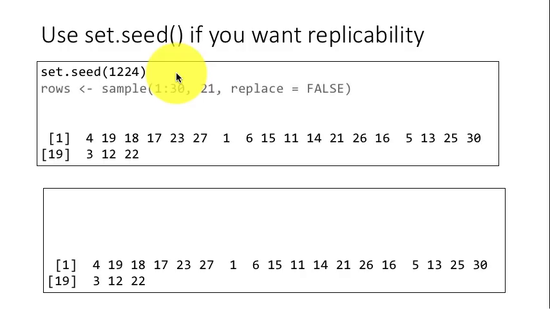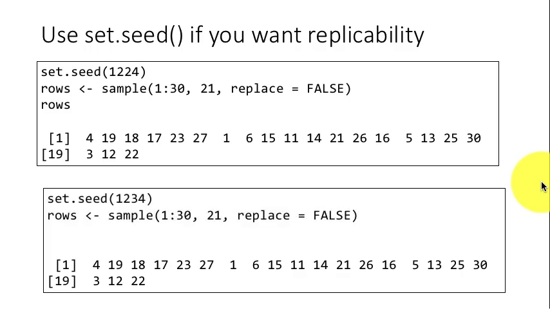So you did 1224 and then you did the whole thing. You got the rows 4, 19, 18, 17. You repeat the same thing once again and you get the same random numbers. See, 4, 19, 18, 17, 23, exactly the same set of numbers. Even though random sampling was going on here and here, because the random numbers that got generated were exactly the same, you're able to replicate it, right? So you will use set.seed only if you want to replicate your results.